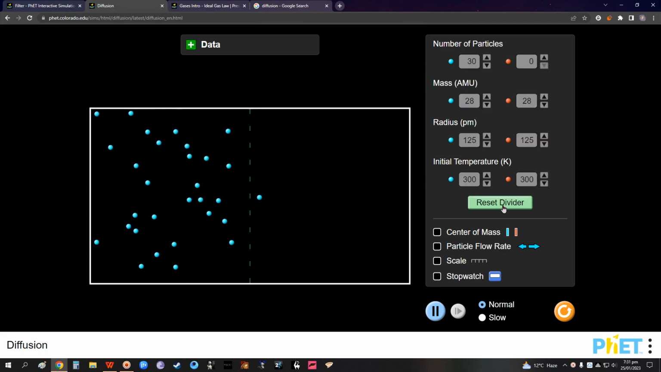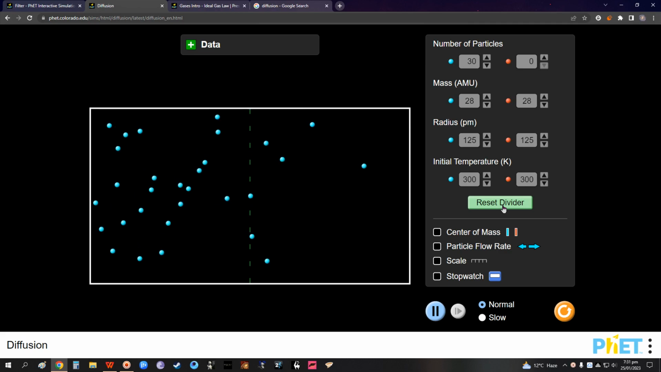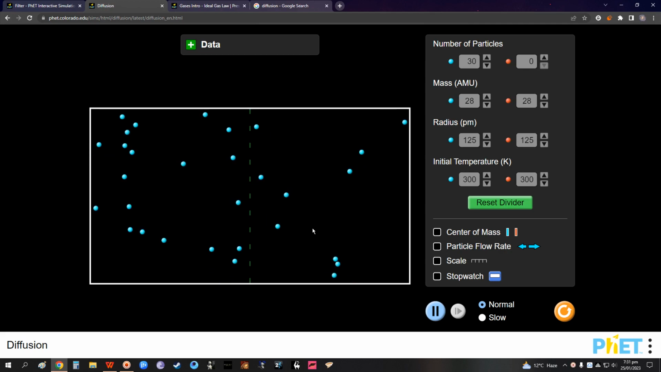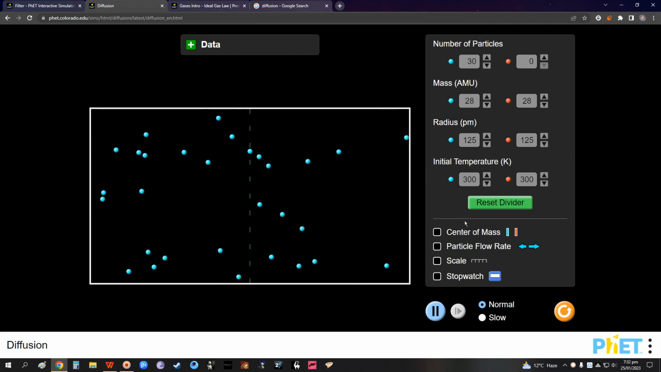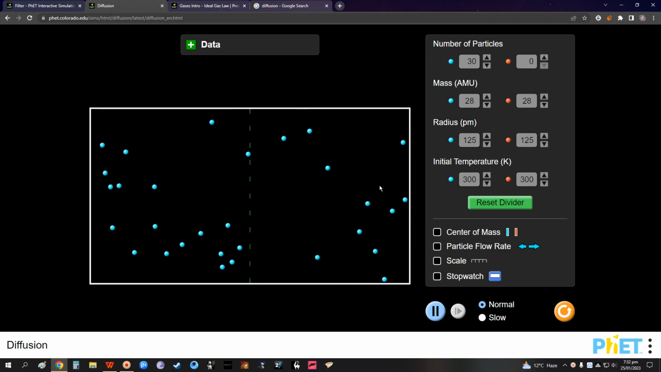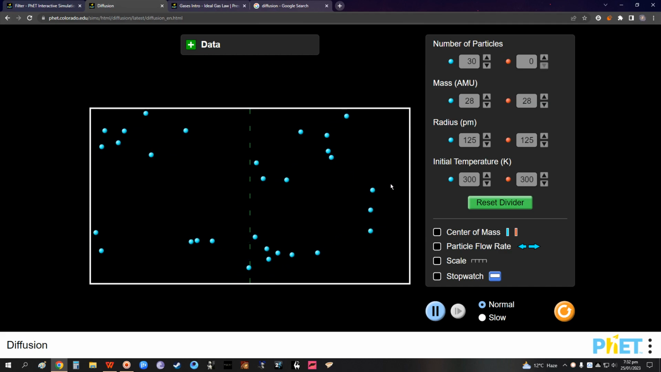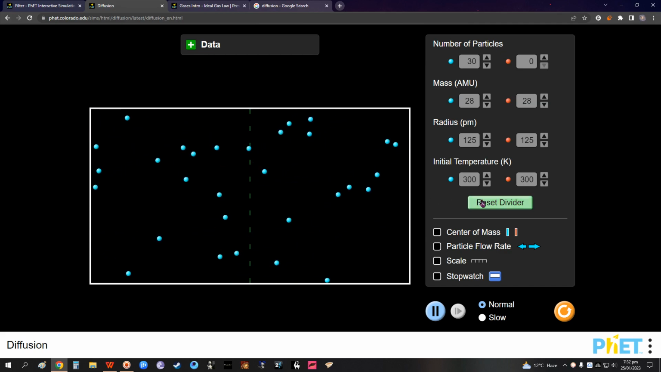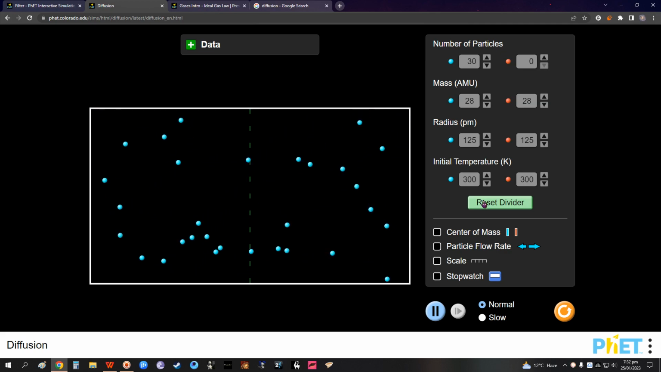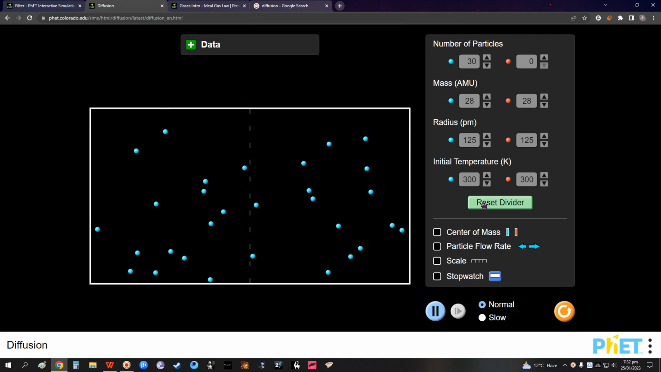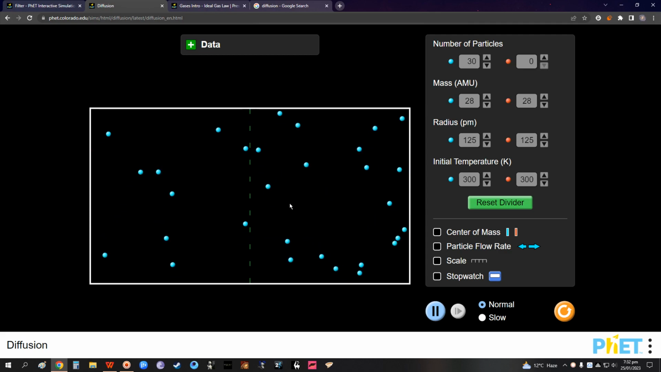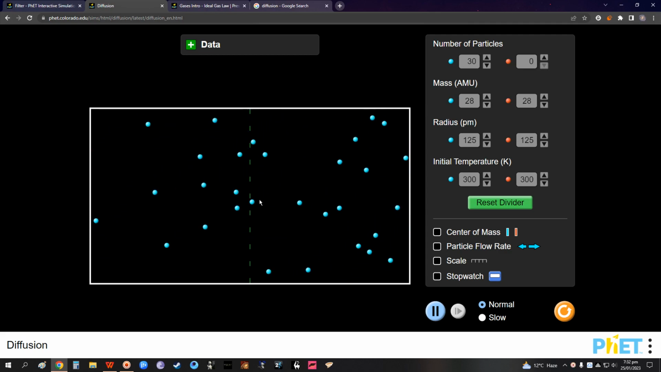So let's remove the divider. Now after removal of divider, as you can see, this gas has started to distribute itself evenly. So you can see now the concentration on both sides is apparently the same, right? This is what we call diffusion, right? Now this may occur between two different gases, two or more gases, right? So we're going to experiment on that, but first we're going to see what is the effect of mass and what other factors may affect the movement of these particles, right?